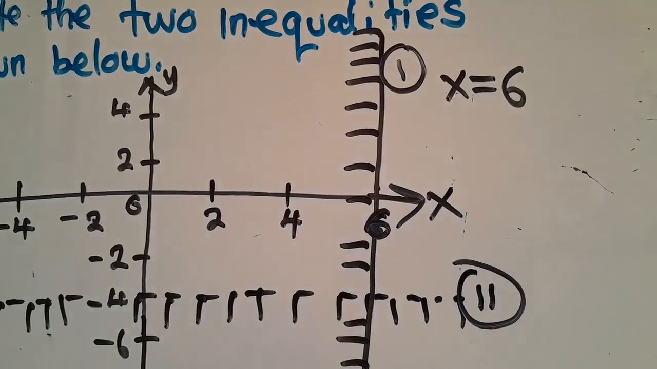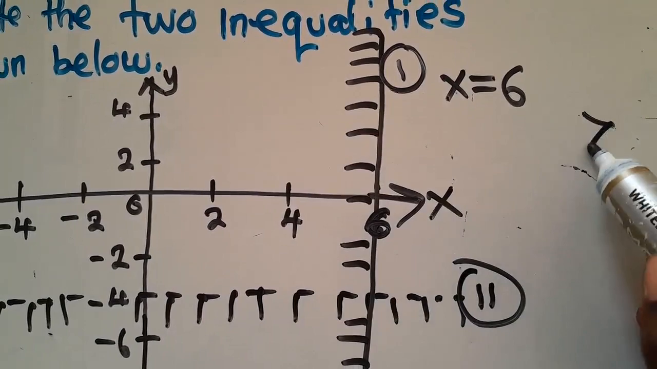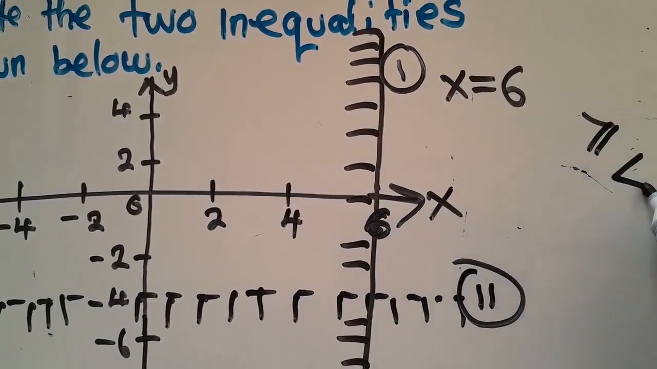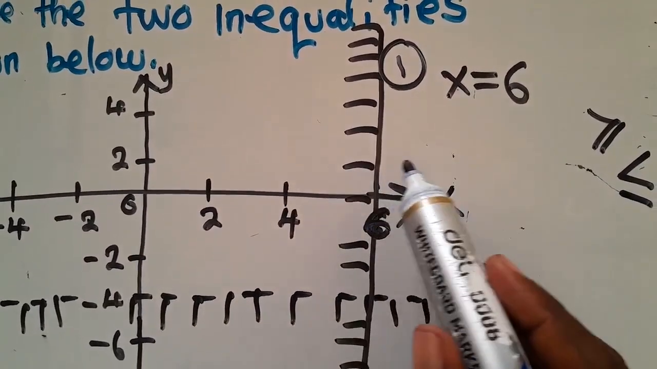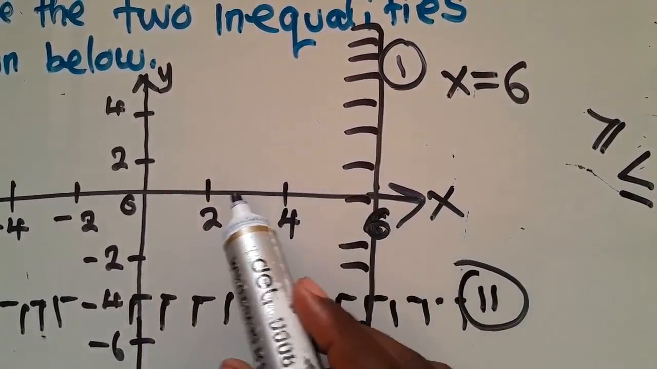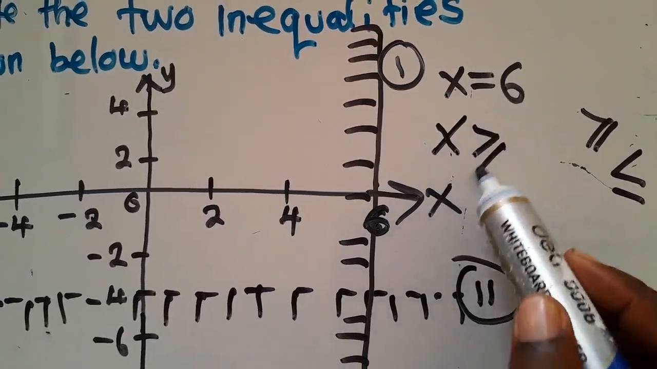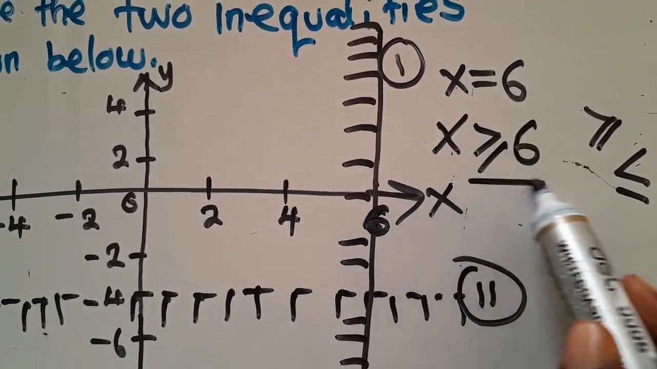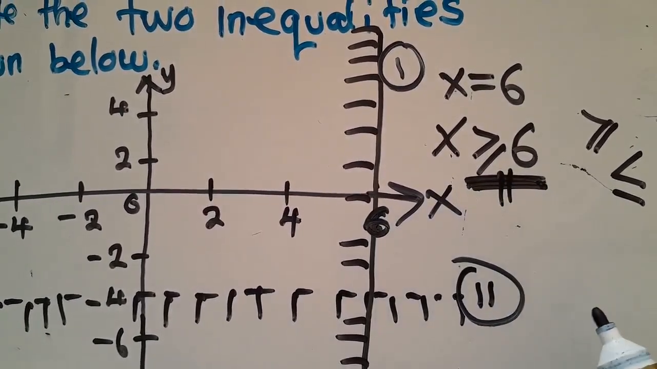Okay, so this one is a solid. For a solid, I'll use one of these two. They have shaded the part where numbers are reducing, so I get this side where numbers are increasing. So it's x greater than or equal to 6. This is the inequality. I'm done.